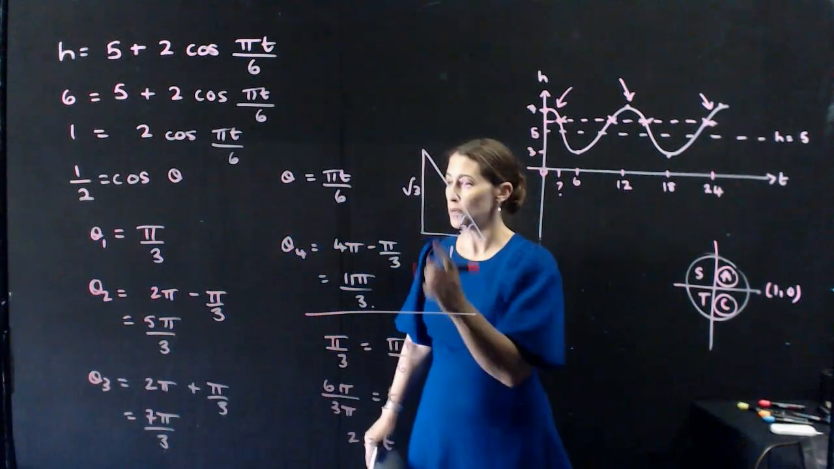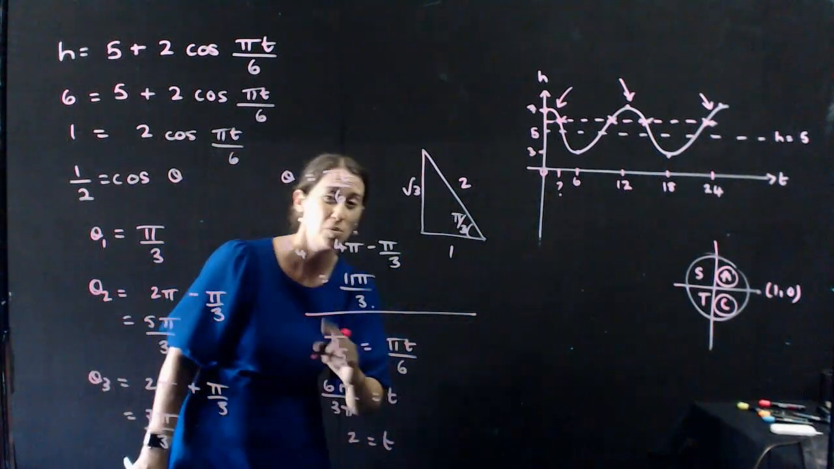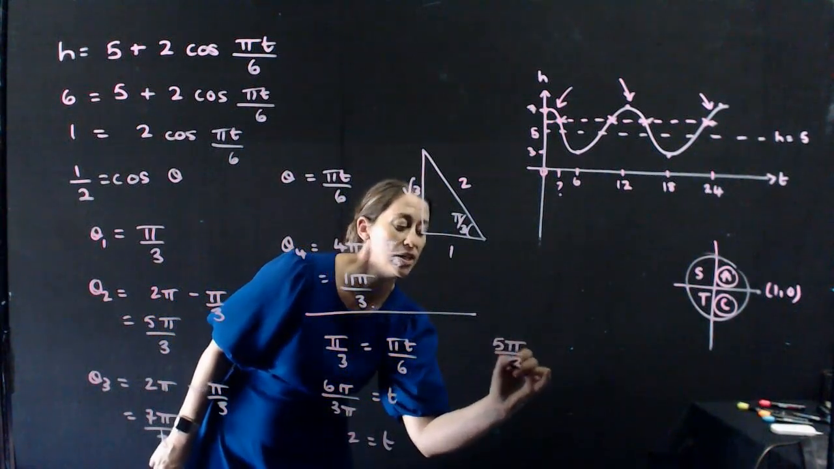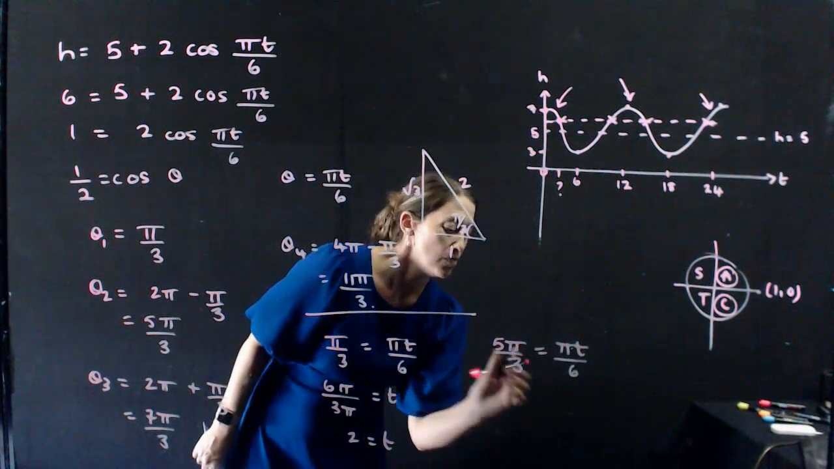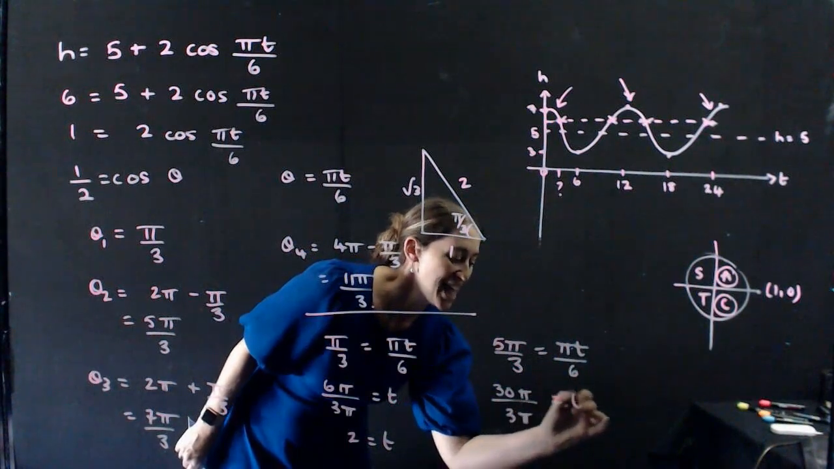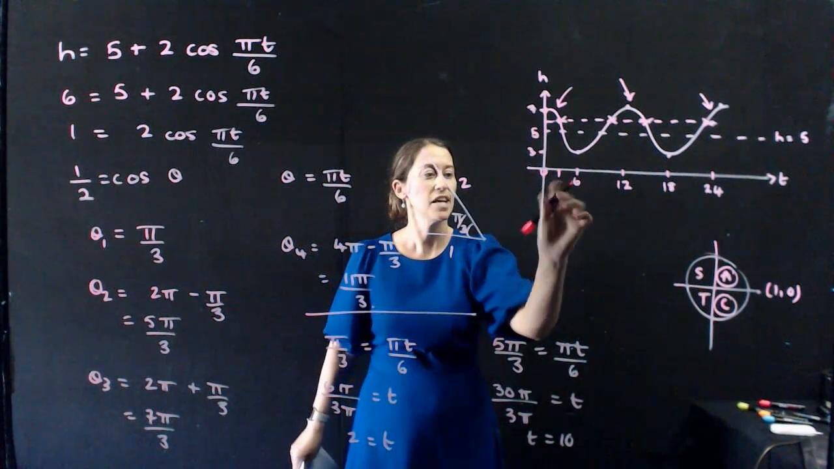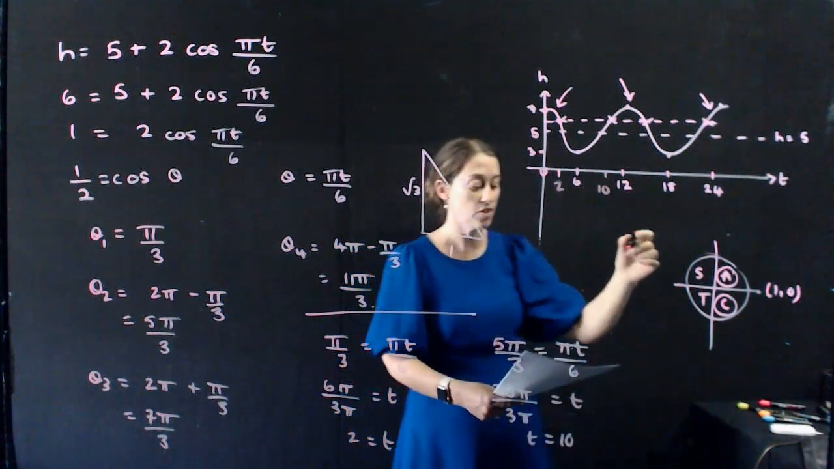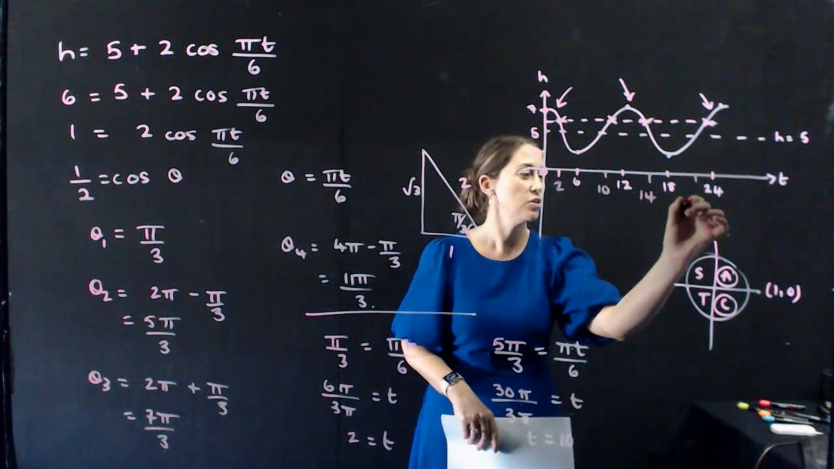Let's keep going through. I'm going to solve for this one, 5 pi upon 3 now. I'll just do one more and then I'll write the solutions up. 5 pi over 3 is equal to pi t over 6. So 30 pi over 3 pi is 10. So the time is 10 hours later. So if we look at the graph, this is now 2. This is 10. If I keep going through, I can just give you that that's 14 there. And the last time is at 22. I've just had a look at my paper.